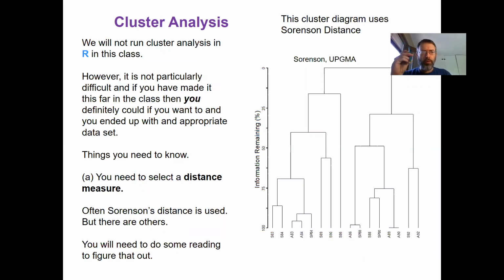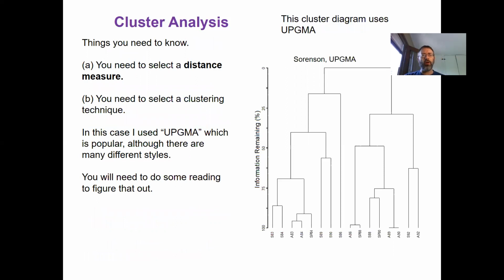Okay. Things you need to know that are really simple things. One is that you need to select a distance measure. In this case, I'm using Sorensen's distance. That's a sort of famous one. Again, cluster analysis should take a month of classes to really understand it, but I just want to give you an introduction. There are many others. Sorensen's distance is kind of a popular one, but you need to do some reading to figure out which one you're going to use. The second thing you need to know is that cluster analysis has a clustering technique as well. In this case, I use what's called UPGMA clustering. That's, again, a popular, common one. There are many different styles, and you need to do some reading to figure out which one you want to use. You have a distance measure, and you have a clustering technique.